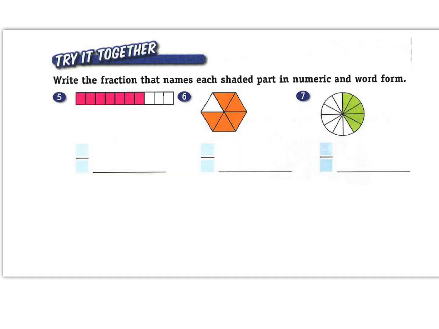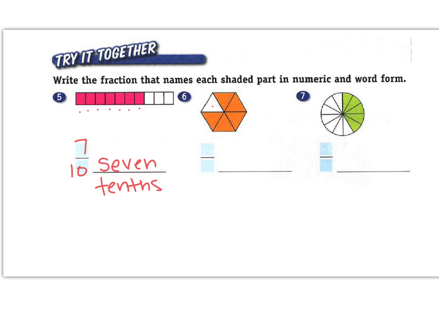This says write the fraction that names each shaded part in the numeric and word form. So we need to count the whole first. We have 1, 2, 3, 4, 5, 6, 7, 8, 9, 10. 10 is the whole. And then we have 7 shaded in. So we would call this in words 7/10.